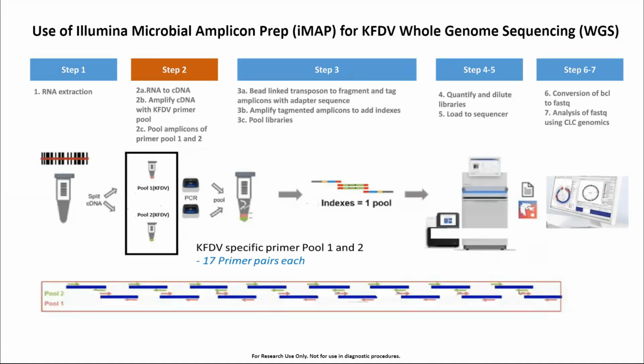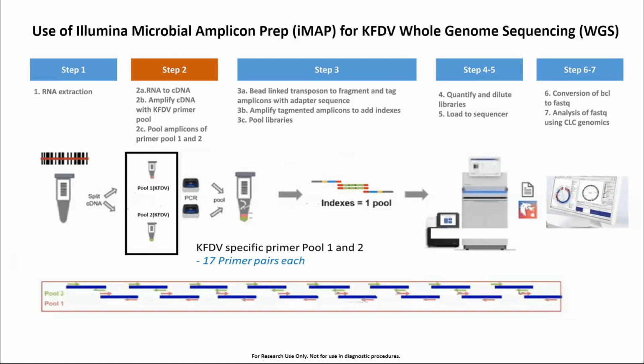But before that, I would like to quickly describe how we use the Illumina Microbial Amplicon Prep for KFD whole genomic sequencing. As we know, this was used widely for COVID across the globe, but we designed very specific primers for the KFD virus, where we use pool 1 and pool 2. Using these primers, we did the PCR, and then we use the same method as we do with this kit. We have step 3 where we put the indexes, and then we load it in the machine, get the data, and analyze it.